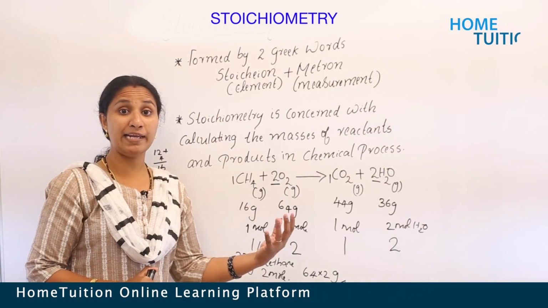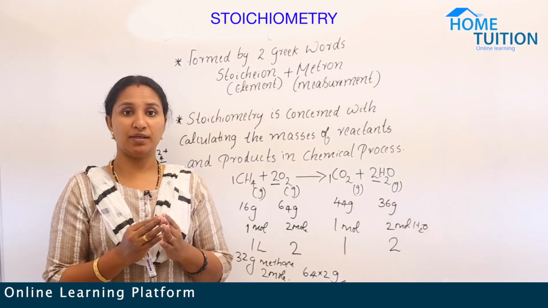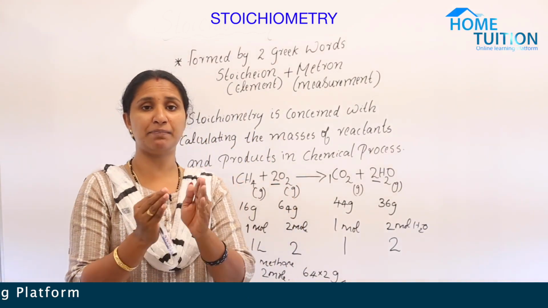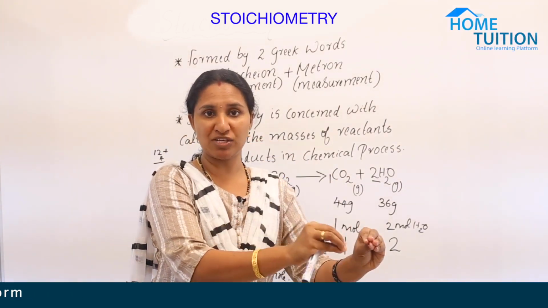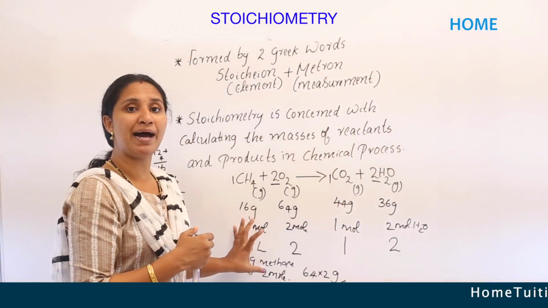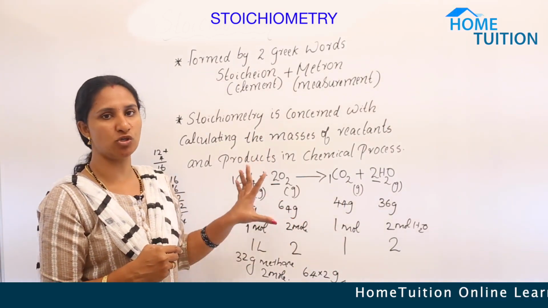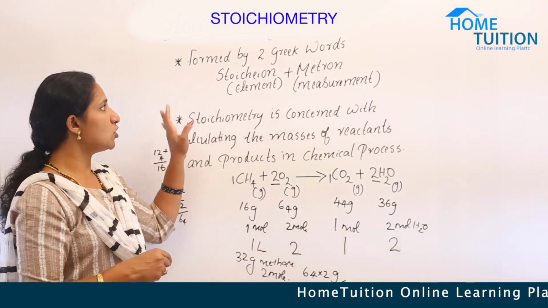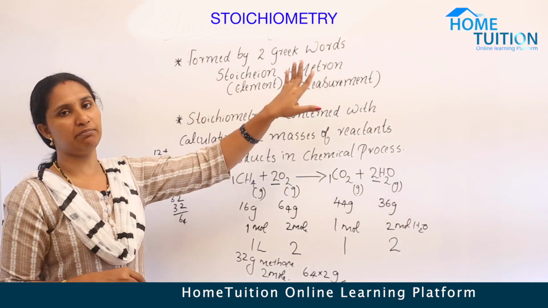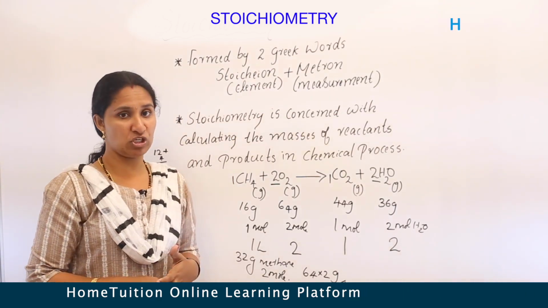So it's highly applicable in the manufacturing of chemicals. If we want to predict the products or the amount of product obtained by reacting that much or any quantity of the reactant, we can measure using the balanced chemical equation. This is the stoichiometric coefficient and stoichiometry. Once more, stoichiometry is formed by two Greek words, stoichion and metron. Stoichion means element and metron means measurement.